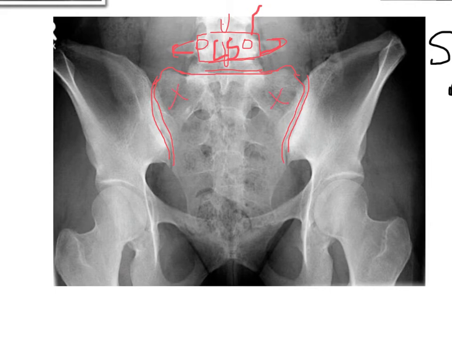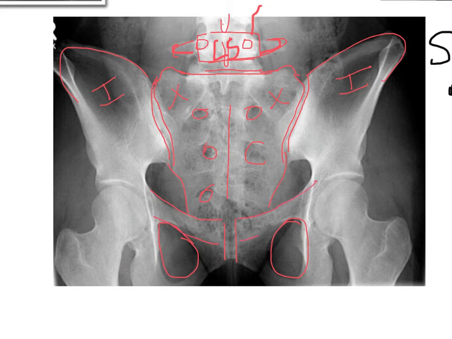This portion of the sacrum, again, is the sacral wings or ala or body. Iliac crests, our ilium here. Sacrum comes down here, median sacral crest, sacral foramina, pubis symphysis, obturator foramen. This bone up this way is the pubis, and the bone coming down this way is our ischium.